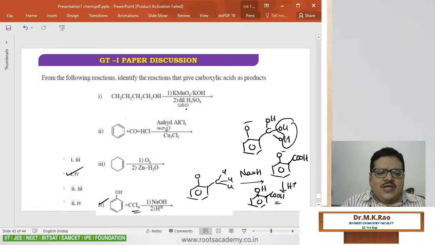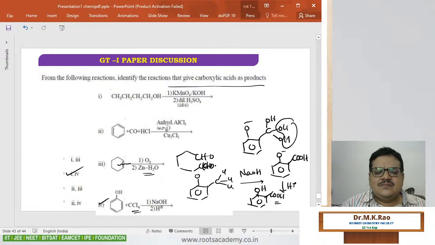If you take this one, identify the reaction that gives carboxylic acid as product. Here, with zinc dust hydrolysis, if you break this bond, it forms aldehyde, not carboxylic acid. It is giving benzaldehyde. This is alcohol on reaction with KMnO4, KOH and dilute sulfuric acid. In this case, option 4 is also given.